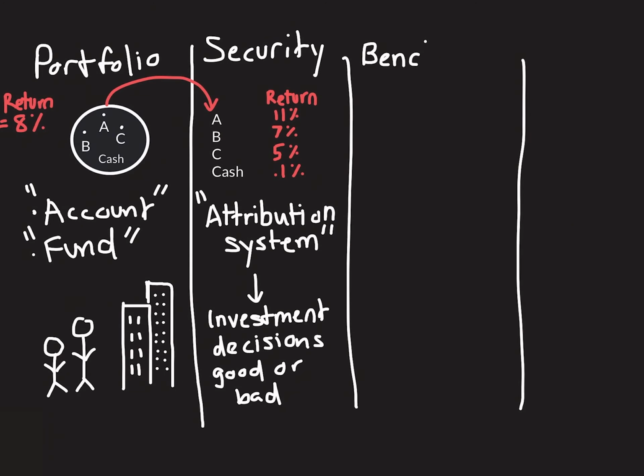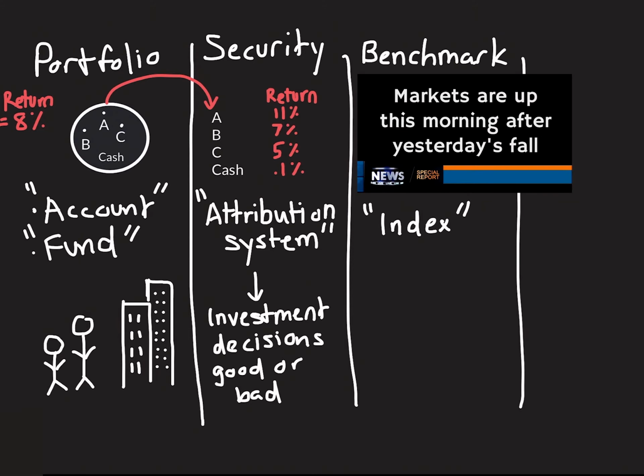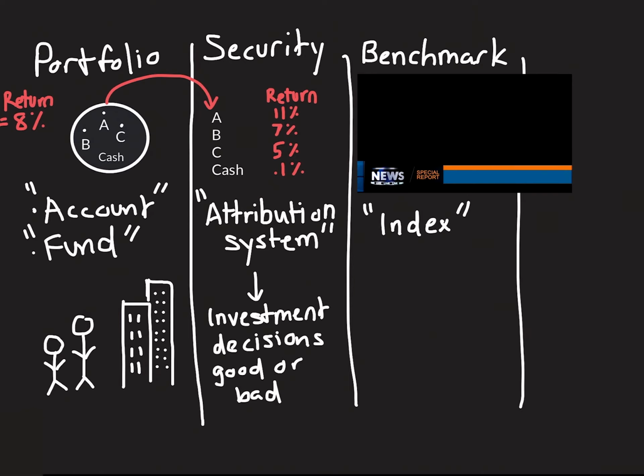The next type of structure is called a benchmark. This can also be referred to as an index. An index is actually a type of benchmark, but is the most common type, so some people use the terms index and benchmark interchangeably. Okay, so what is a benchmark? Have you ever turned on the news and heard a reporter saying that the market is up or the market is down? Well, they are quoting how the market is doing based on benchmarks.